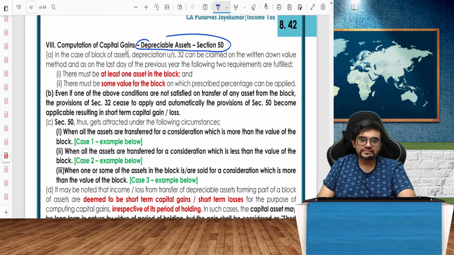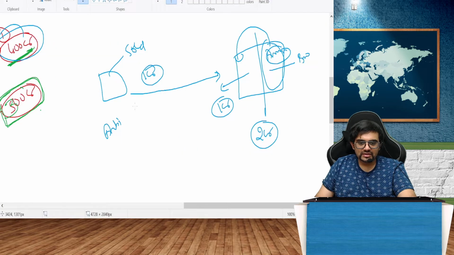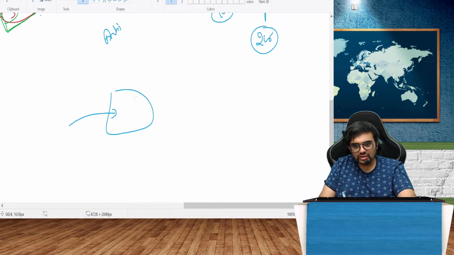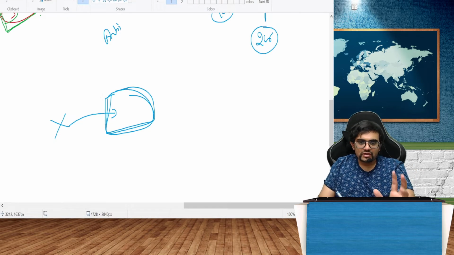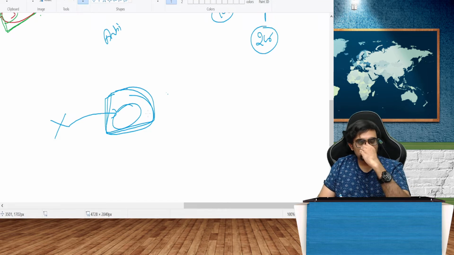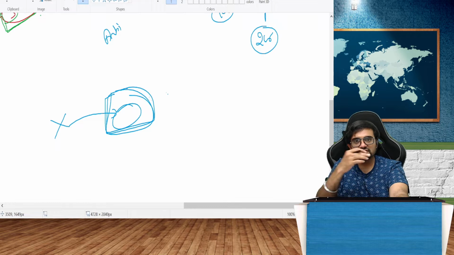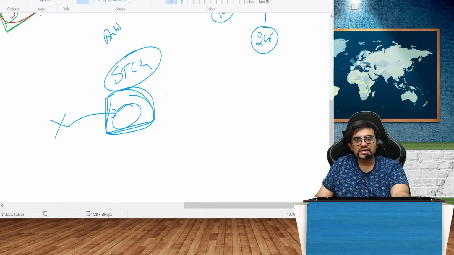PGBP versus capital gain. There must be at least one asset in the block. Important rule: there must be some value of the block left. Very important, guys, the moment an asset goes into a block, the asset will cease to exist. This block will be there. If assets are existing, everything will be within the block only. But if everything is sold, then capital gain will come. One asset should be there, but if others are sold, capital gain will come. Capital gain will always be in the nature of short-term capital gain.